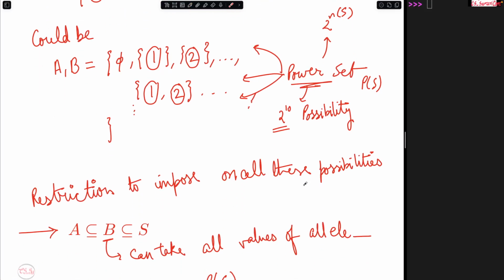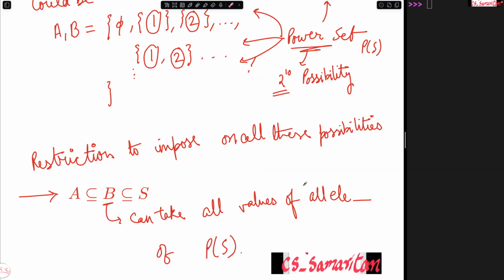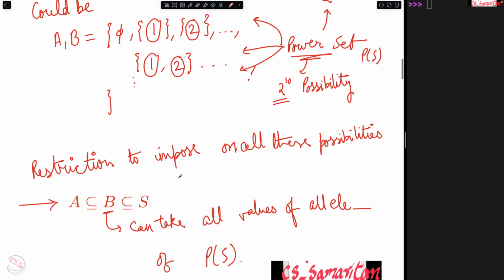Now, the restriction that has been imposed by the question is that A has to be a subset of B, right? So B being a subset of S, that part we have already considered over here. B can take all possible values. The condition for A is even further restricted, but B can take all values of the power set of S, that is these. There is no restriction on B. The restriction on A is what we now have to consider.